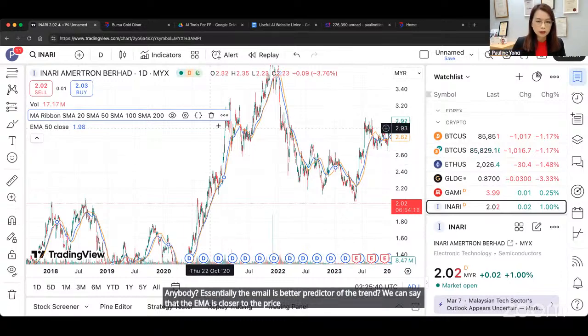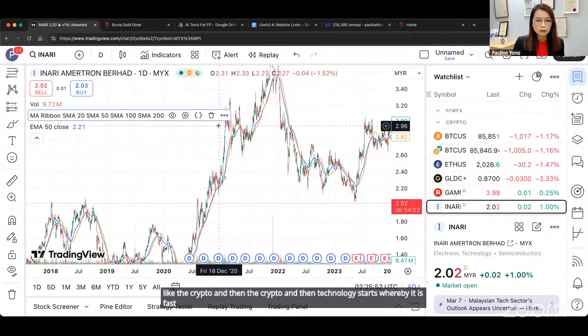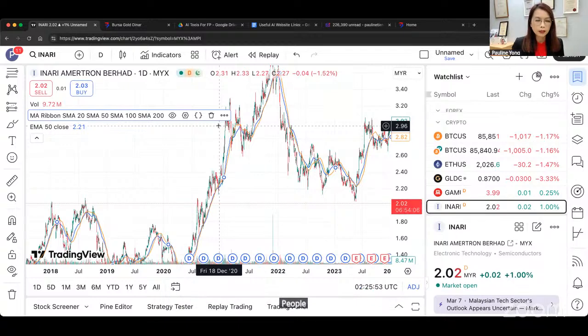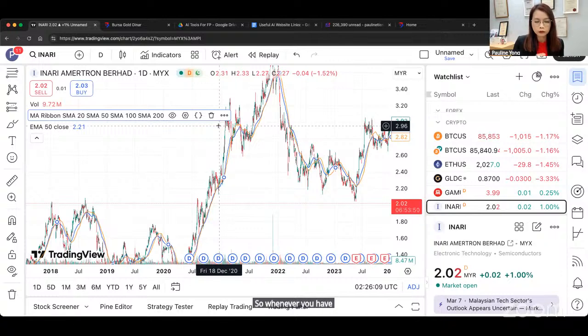For some of those fast-moving instruments, like crypto and technology stocks, Forex, people tend to use EMA more because it is closer to the price. When there are any fast changes, it will reflect better because of the formula. It puts more weight on the current price. So whenever you have fast movement, it will reflect better.